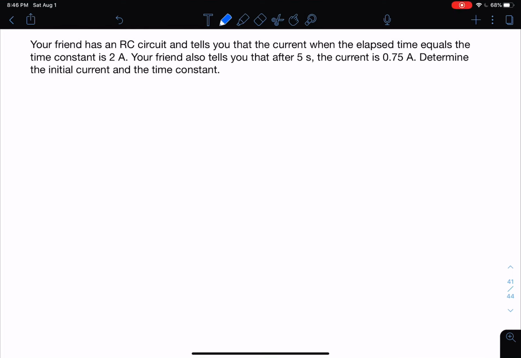Your friend has an RC circuit and tells you that the current, when the elapsed time equals the time constant, is 2 amps. Your friend also tells you that after 5 seconds, the current is 0.75 amps. Determine the initial current and the time constant.